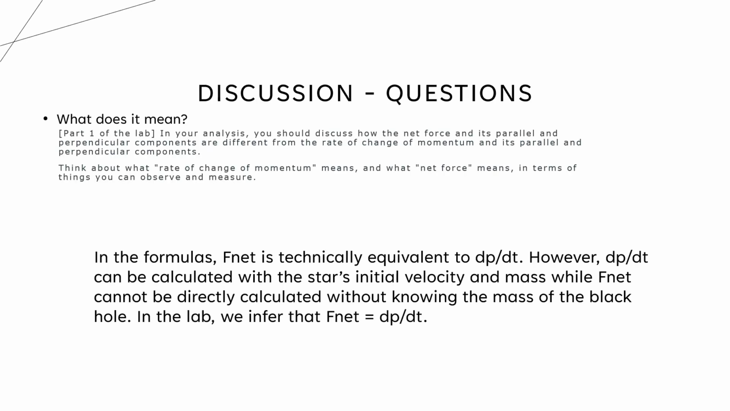And then for this discussion question, in the formulas, Fnet is technically equivalent to dP/dt. However, dP/dt can be calculated with the star's initial velocity and mass, while Fnet cannot be directly calculated without knowing the mass of the black hole. In the lab, we infer that Fnet equals dP/dt.